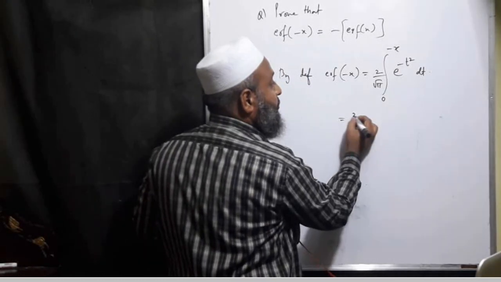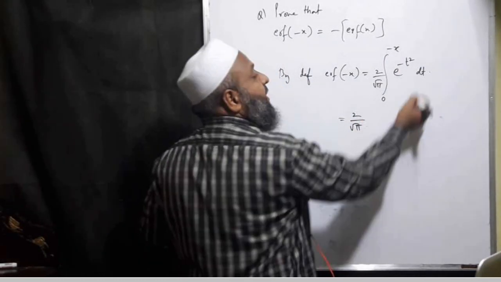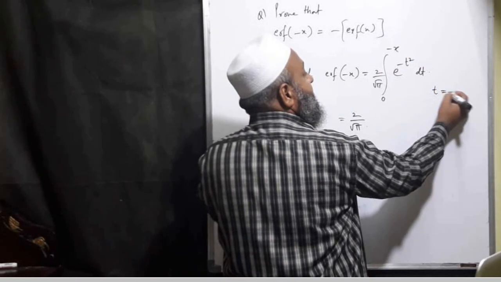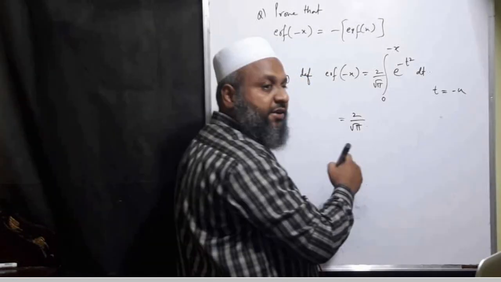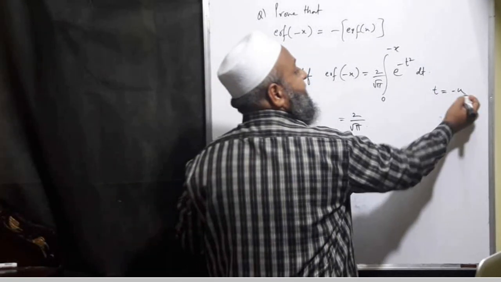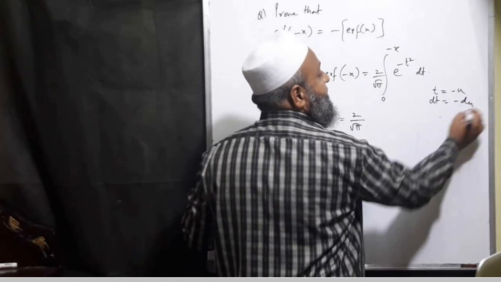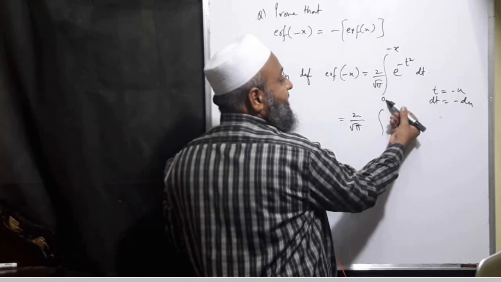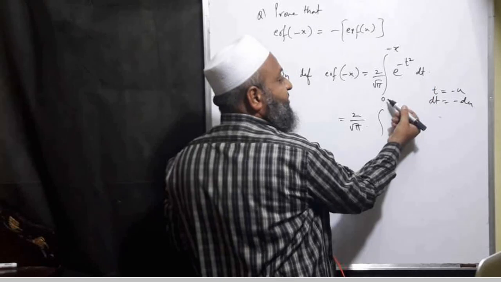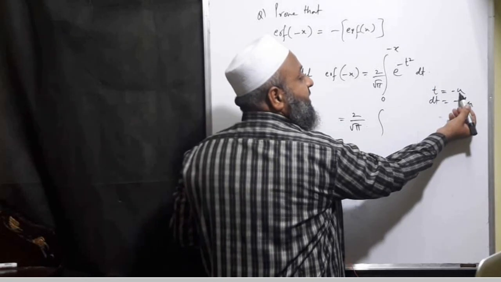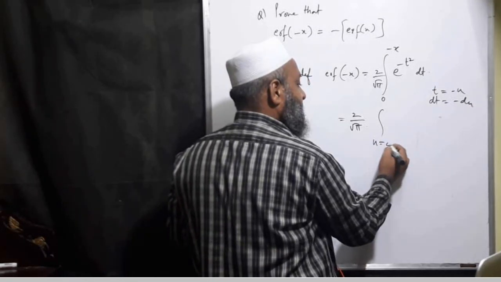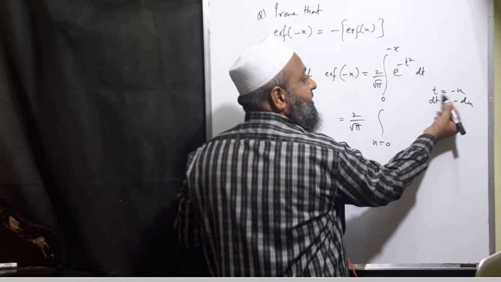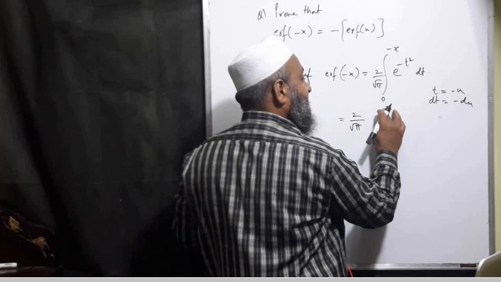So this is 2 by root pi into, I am making the substitution, that substitution is t is equal to minus u. So dt will be minus du. Now what will be the limits now? These are the limits of t. So if t is 0, that 0 is minus u, so u is also 0. So the limit is u equal to 0. When t is minus x, minus gets cancelled, it will be x here.